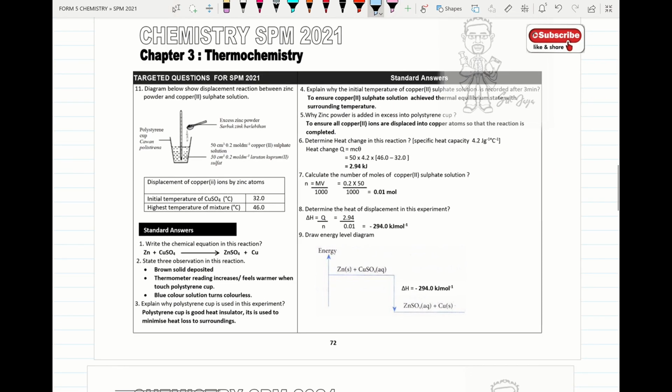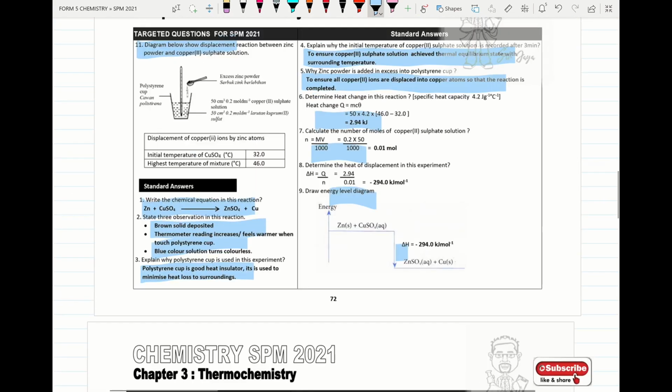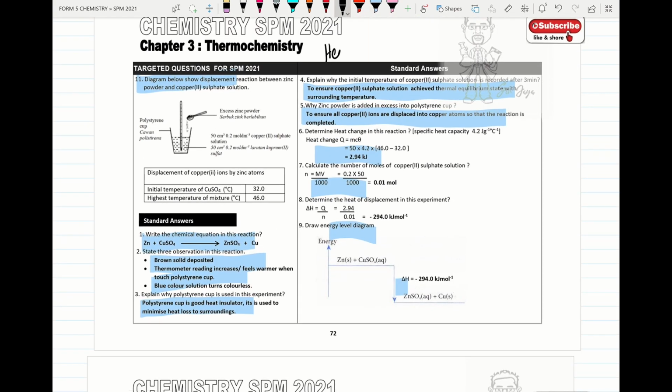All this I already discussed in the previous video. Please go through everything: all the chemical equations, the observations, the function of the polystyrene cup, why the initial temperature is taken after a few minutes, why the zinc powder is added in excess, and how to do the calculation. All these were discussed already, so please check. And this is heat of displacement. Please remember this is heat of displacement.